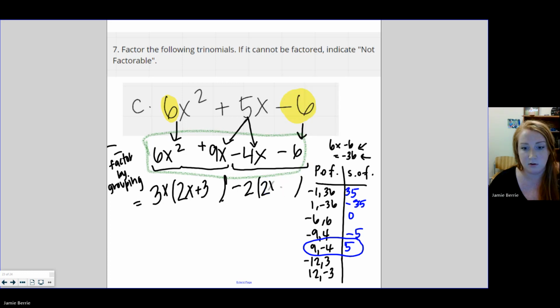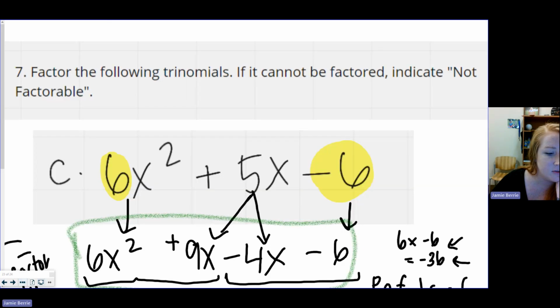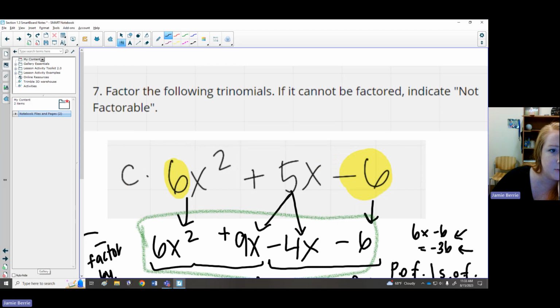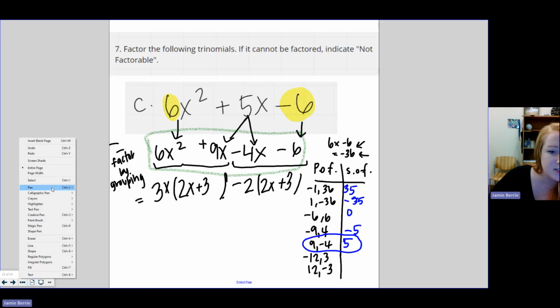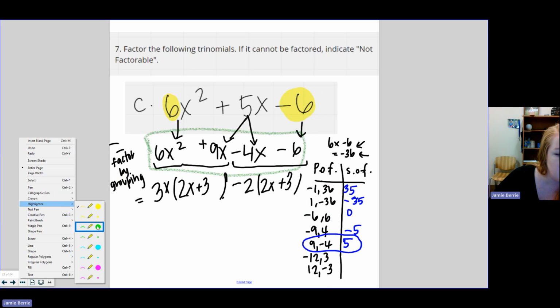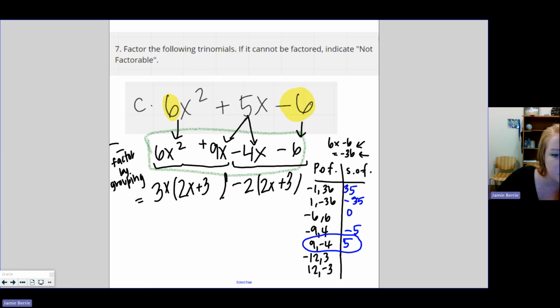Sorry. That is a plus 3. And just like we had said before, sorry, I don't know what happened there. Okay, there we go. Sorry, I'm really struggling with my cursor right now.